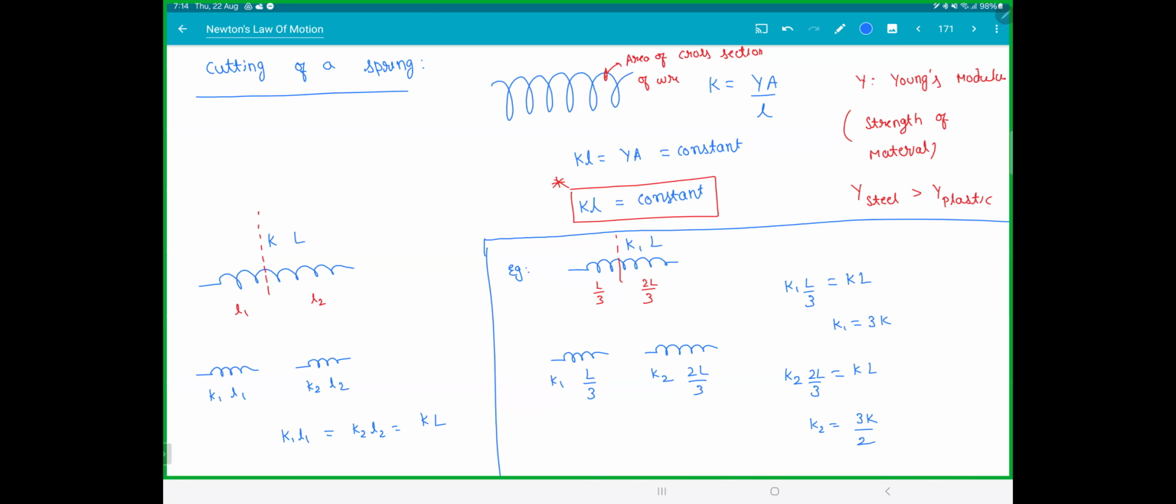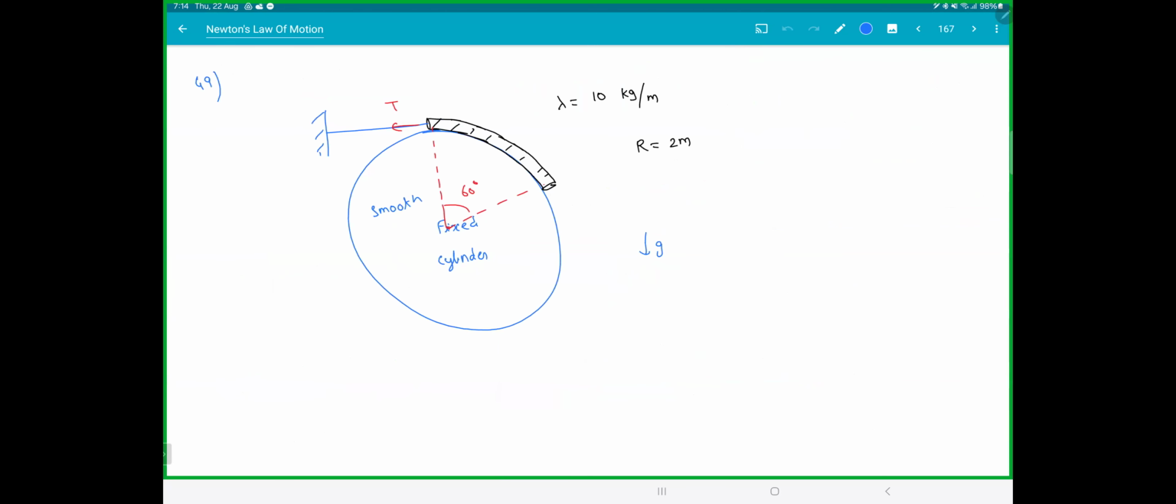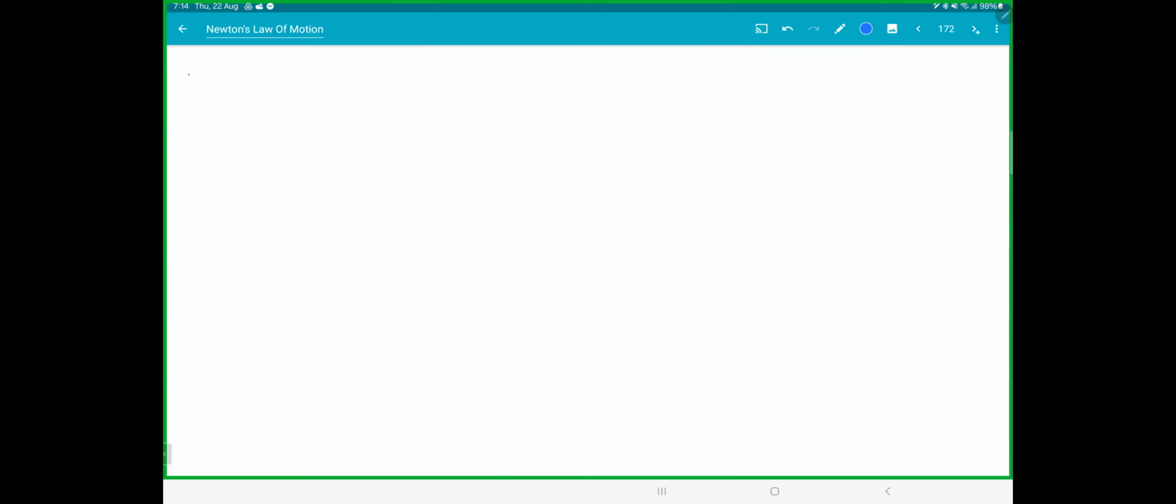Next thing, let's see a question. We have a spring here, we have a block here. Let's say this is 2 kg. We have one more spring here. This is 3 kg. Let's say the spring constant K1 is 200 Newton per meter. This is 300 Newton per meter. Find the elongation in the springs. System is at rest.